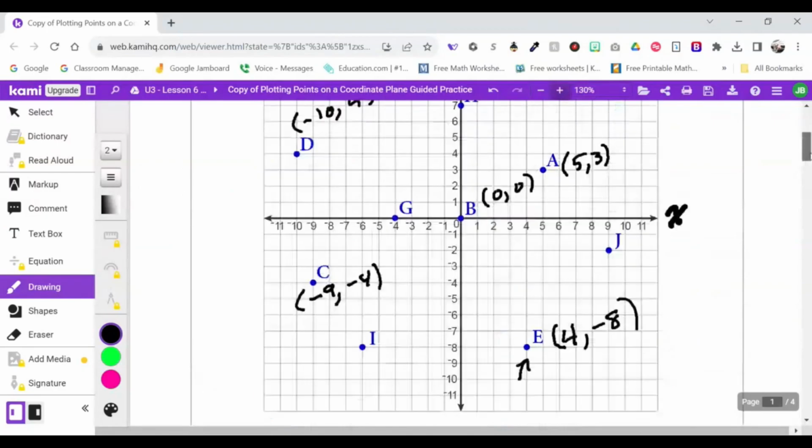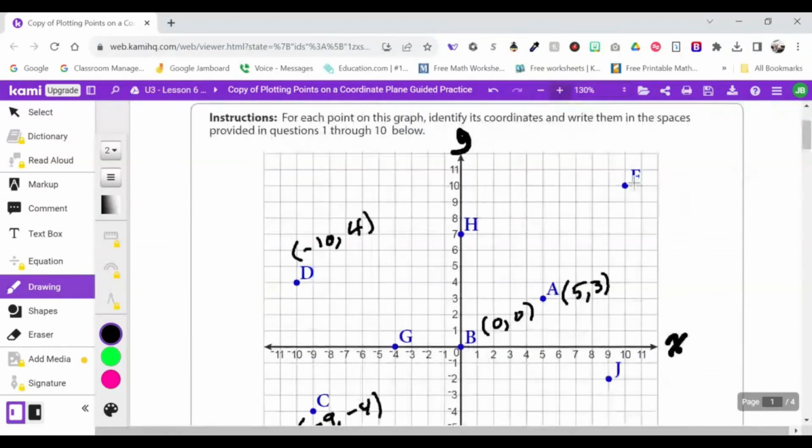All right, let's look now at F. Tell me what the coordinates of F would be. And remember, coordinates go inside parentheses. If you leave the parentheses off, then you're incorrect. They have to be inside parentheses.